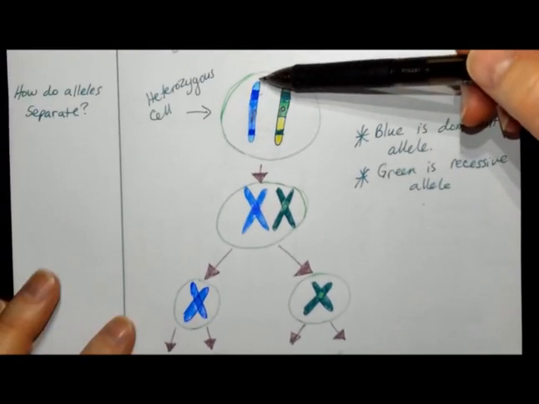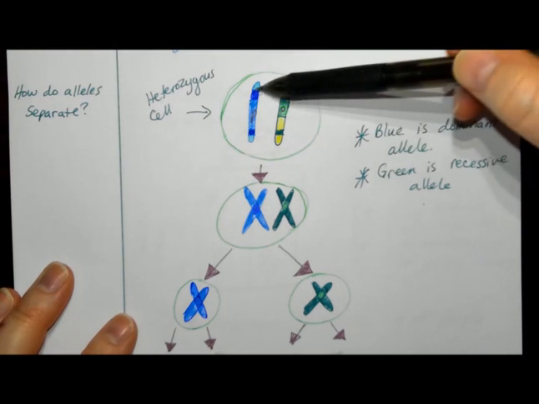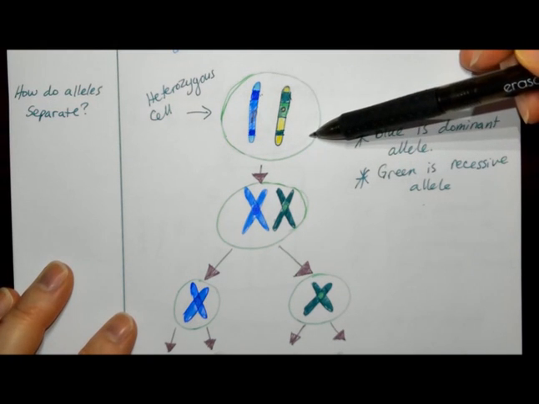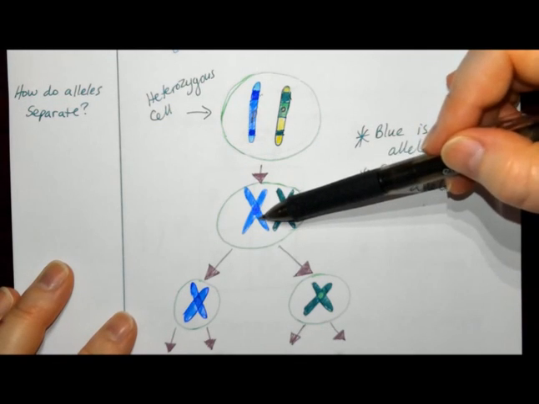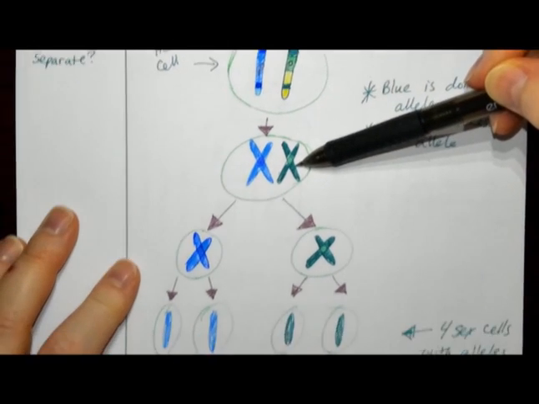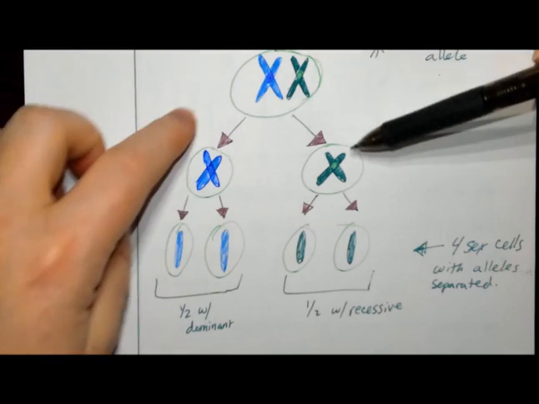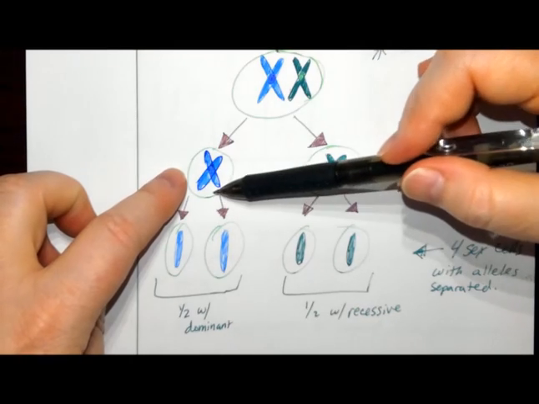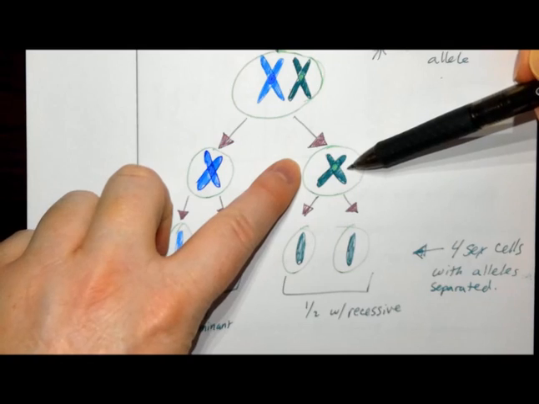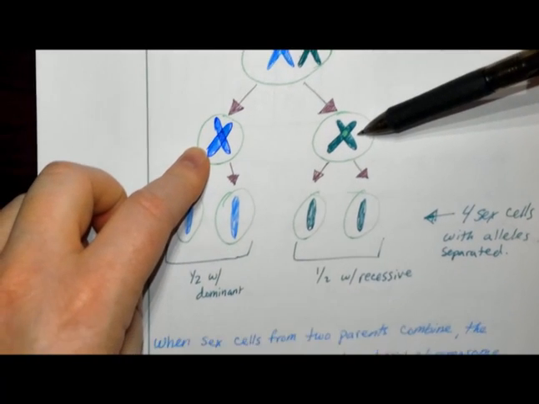So we have our cell. It's going to undergo meiosis. So these chromosomes are going to double. So now I have 2 blues and 2 greens. They're going to go through that first stage of meiosis 1, and they're going to split. The blue ones go over here, the green ones go over here, but they're still paired up.